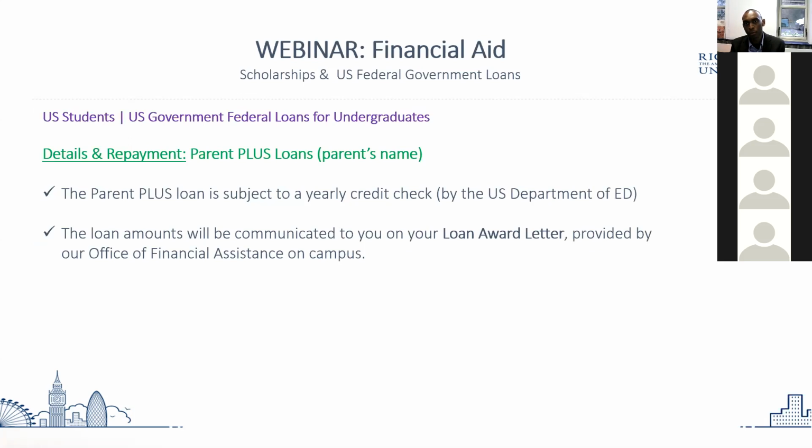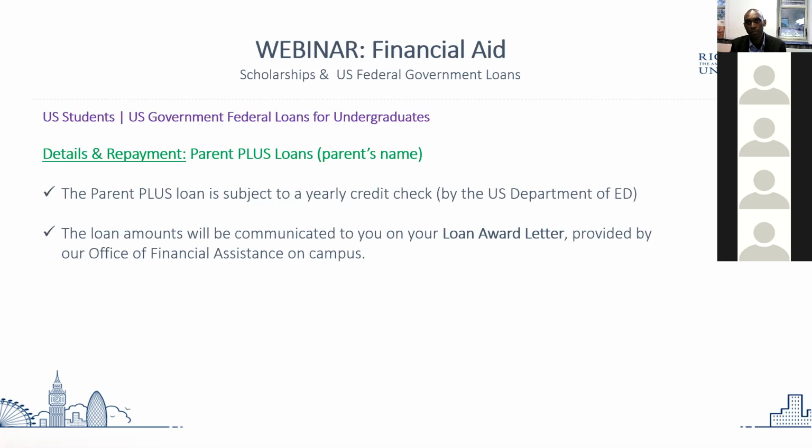The one important point about the Parent Plus loan is that it is subject to a credit check. The subsidized, unsubsidized loan, as I mentioned before, is simply based on citizenship, US residency. Whereas for the Parent Plus loan, in addition to your parents being a US resident or citizen, there's also a credit check that has to be done every year. So your parents have to apply for the loan every year. And every year, the federal government does a credit check.